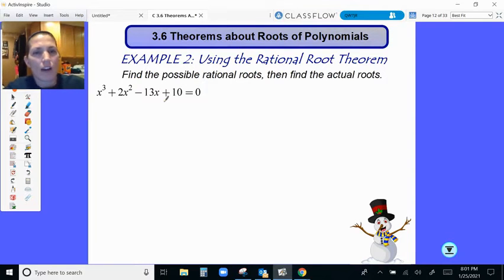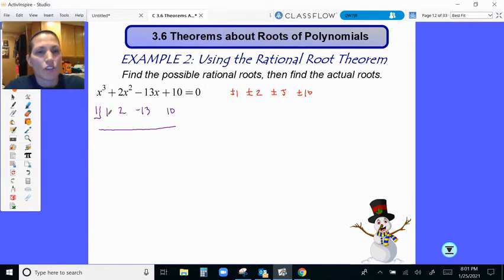Since this has a coefficient of 1, I'm just going to write down my factors of 10. So positive and negative 1, positive, negative 2, positive and negative 5, and positive, negative 10. Okay, so those are my possible roots. And how we find out if they're actual roots is we test them, just like we did before. We divide and see if it gives us a remainder of 0. So that's where we start off. Okay, so I'm going to start by going with positive 1. And I divide it into 1, 2, -13, and 10.